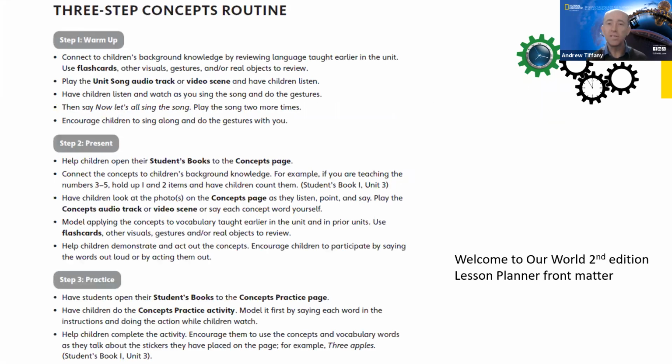So examples in our materials. If we're looking at Welcome to Our World, for example, which is one of our very young learner programs, then we have some particular routines for teaching an idea like a concept, okay? A concept is like the idea of big versus small, or hard versus soft, or fast versus slow. These are concepts, okay? And while you might think, oh, it's kind of difficult, how do I teach this, right?